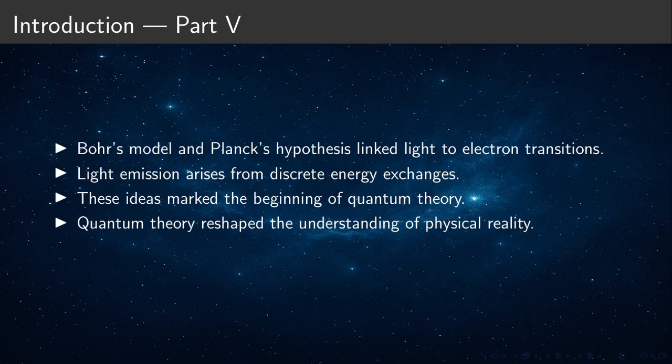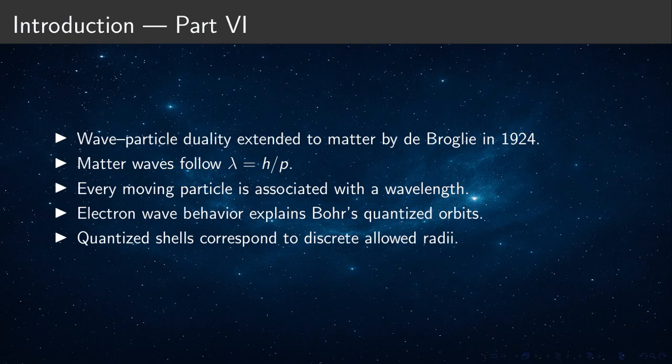Together, Bohr's atomic model and Planck's quantum hypothesis revealed that light is produced through discrete electron transitions governed by quantized energy exchange. This marked the beginning of quantum theory and fundamentally reshaped the understanding of physical reality. With light now understood to exhibit both wave-like and particle-like properties, physics entered a deeper conceptual transition.